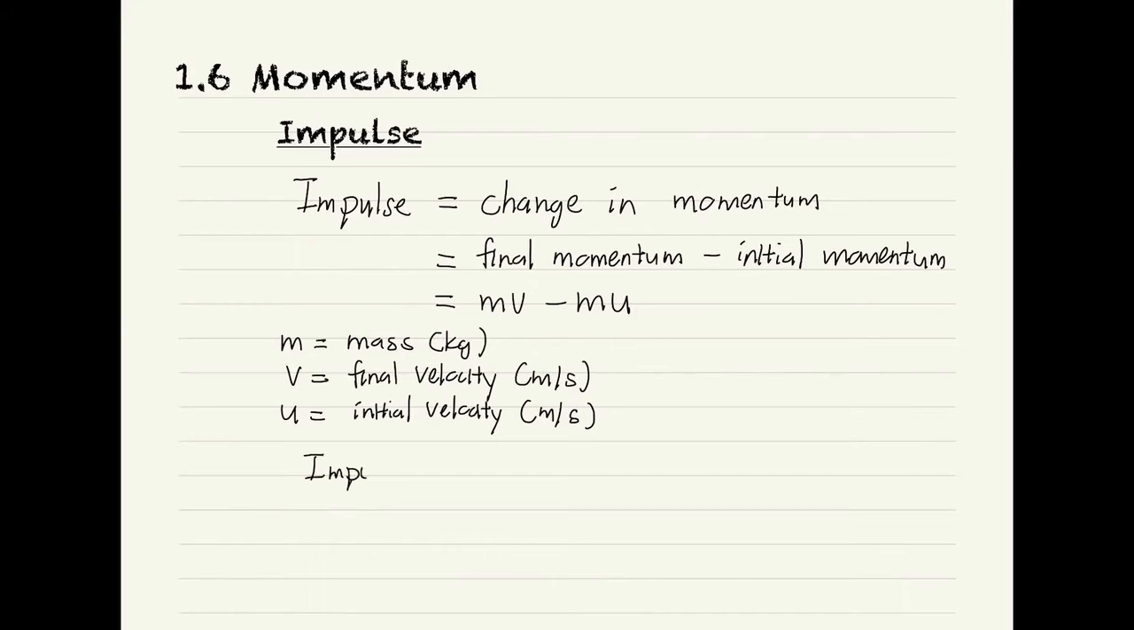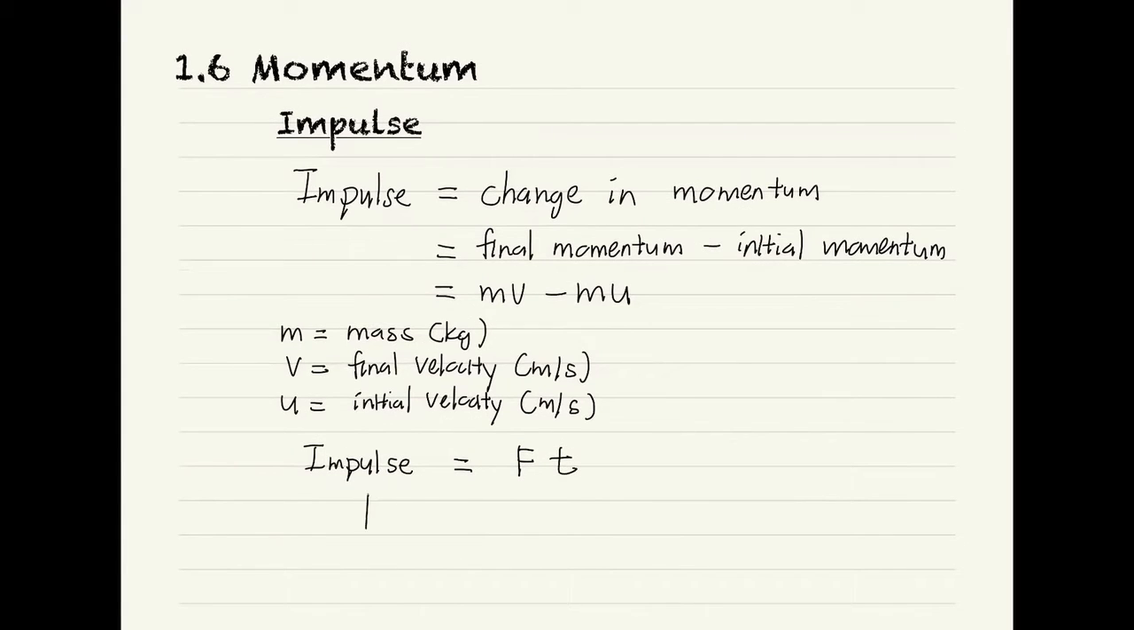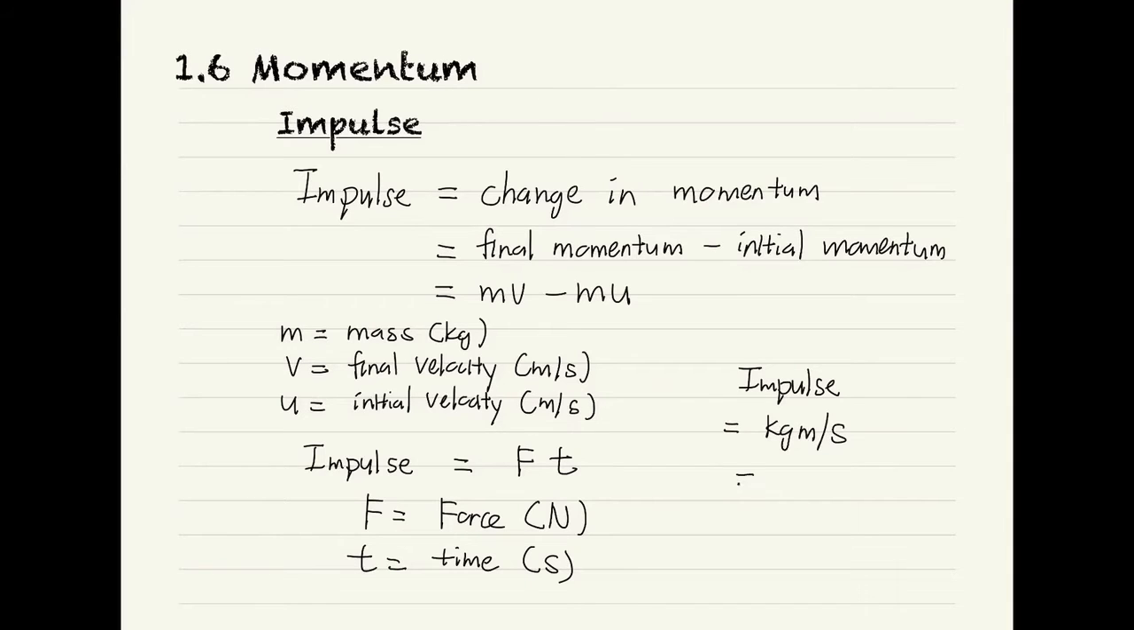Impulse also has another formula, that is equal to Ft. F is force with the unit Newton. T is time with the unit second. Impulse has two units. One of the units is kg meter per second and the other one is Newton second.